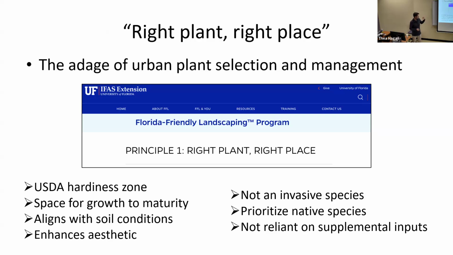And this is something that is really overused. It gets really old hearing this phrase, but it's matching plants to their planting site based on things like their hardiness zone. Can that tree grow to a mature size without having to be topped or pruned? Soil conditions, not an invasive species, and then ideally not reliant on intensive management after you put that plant in the landscape. So this is what everybody uses to justify what plants they're going to put in the landscape. But I would argue this is way too simplified because urban ecosystems are not simple ecosystems.